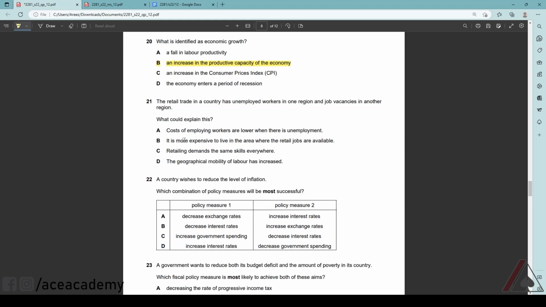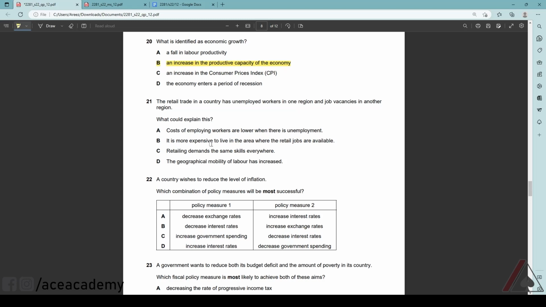Cost of a retail trade in a country has unemployed workers in one region and job vacancies in another region. Option A: cost of employing workers is lower when there is unemployment. No. If there is unemployment, the cost of workers would be lower, but it does not explain why there are unemployed workers in one region and job vacancies in the other region, right? So A is not your answer.